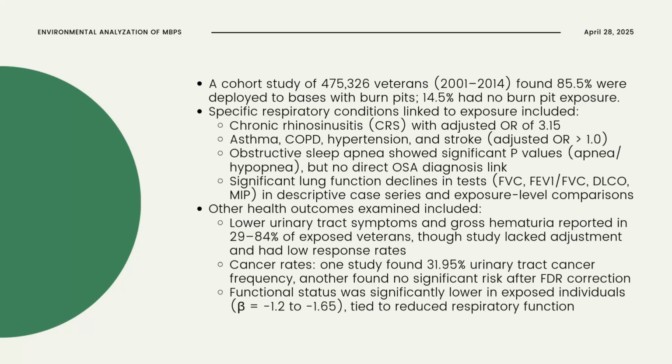So in general, the outcomes were linked to respiratory conditions. Different respiratory conditions were examined, such as asthma, CRS, apnea, and then just general lung function as well. Other outcomes were also examined, such as cancer rates, urinary tract infections, and functional status. By functional status, I generally just mean respiratory conditions, but they weren't as specific as the other content, so they were put in their own category.